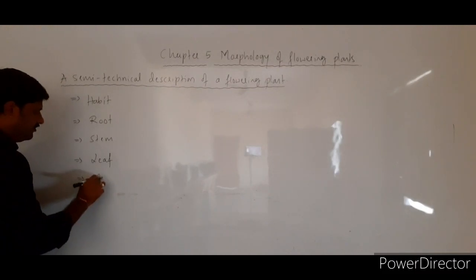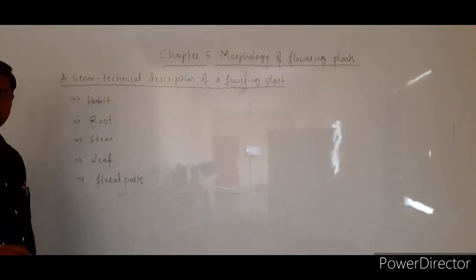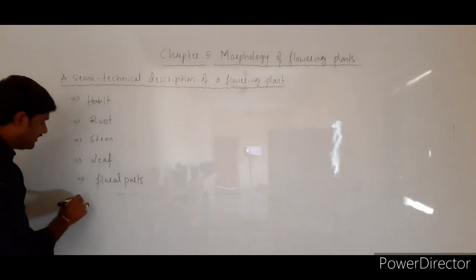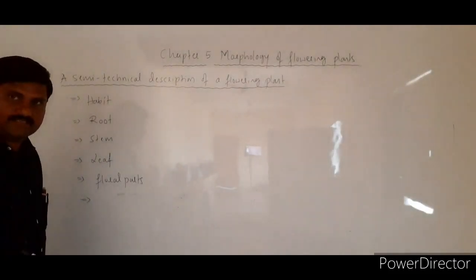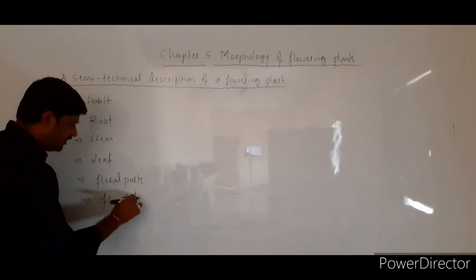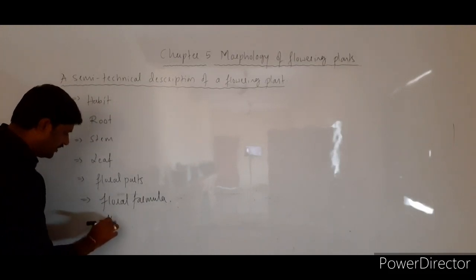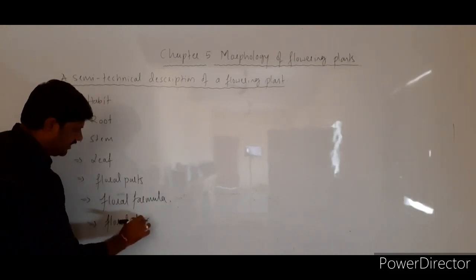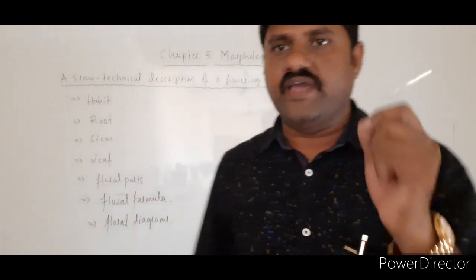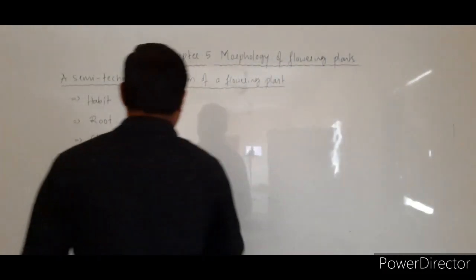How the floral parts that we describe over here, right? So these are all the things that we are going to describe. Apart from this, new things that we study regarding this are the floral formula, and the last one is the floral diagram, right? So these are the things that we are going to study one by one now itself. So let us start with the first one, that is the habit of the plant, right?